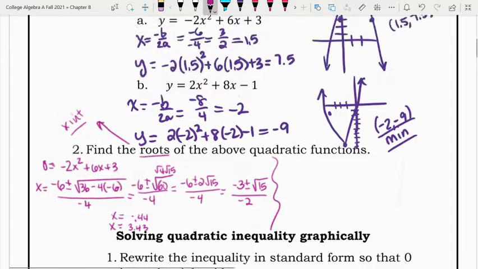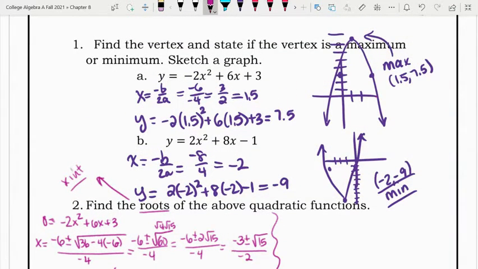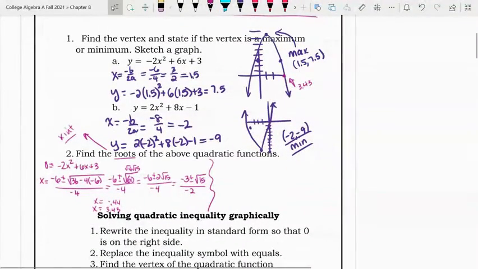And does that look like those two? So this one would be 3.43, or negative 3 minus the square root of 15 over negative 2. This coordinate point is negative 0.44, which is negative 3 plus the square root of 15 over negative 2.